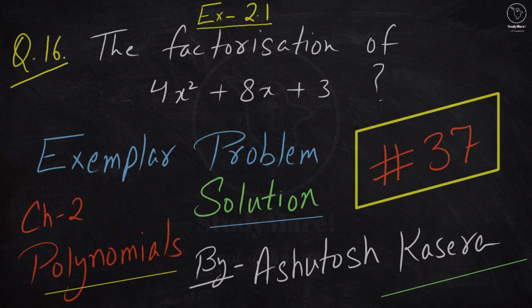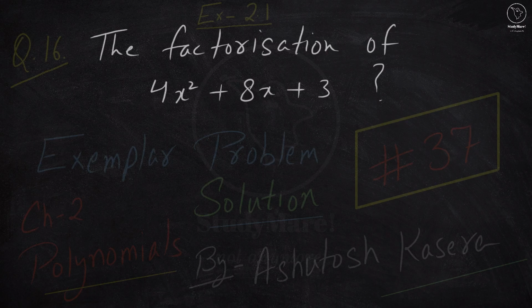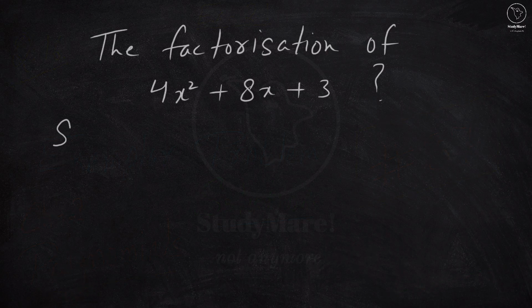What is the factorization of 4x square plus 8x plus 3? Is there any identity that looks like this? No, I don't see it. So, how are we going to solve this?